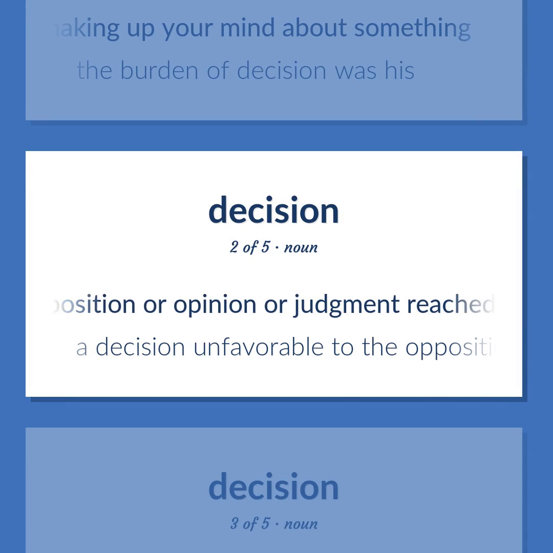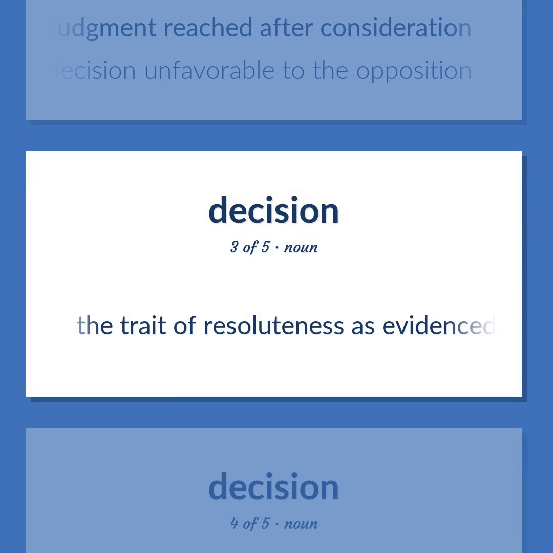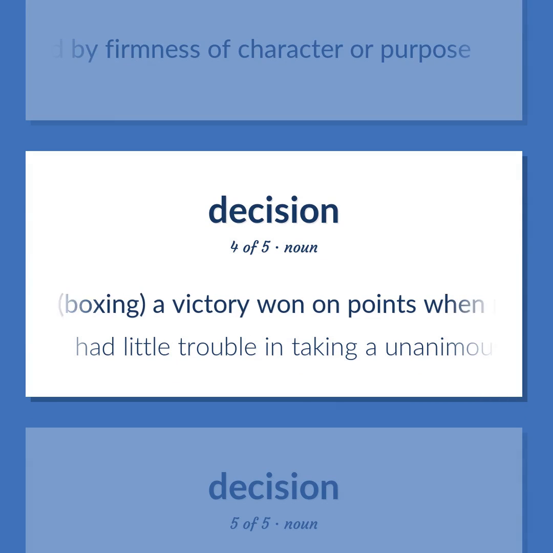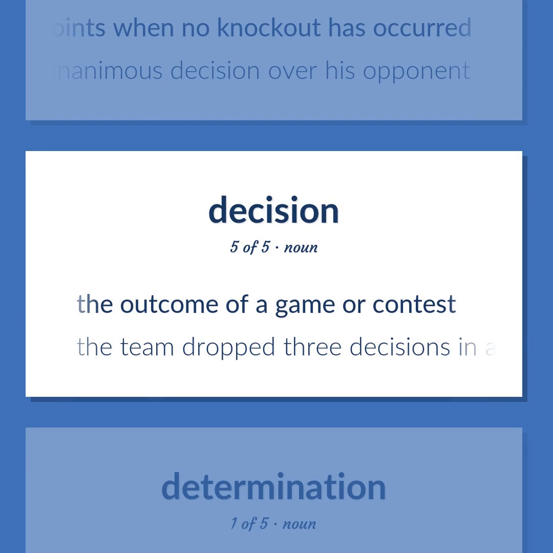A position or opinion or judgment reached after consideration. A decision unfavorable to the opposition. The trait of resoluteness is evidenced by firmness of character or purpose. Boxing. A victory won on points when no knockout has occurred. Had little trouble in taking a unanimous decision over his opponent. The outcome of a game or contest. The team dropped 3 decisions in a row.